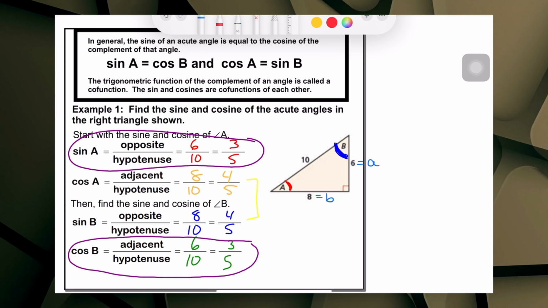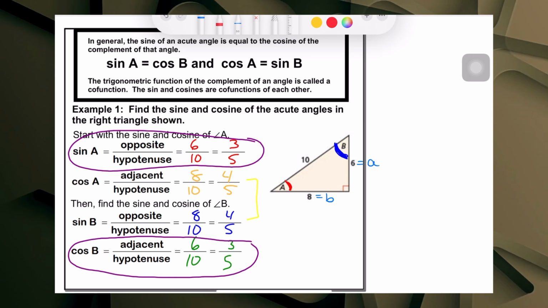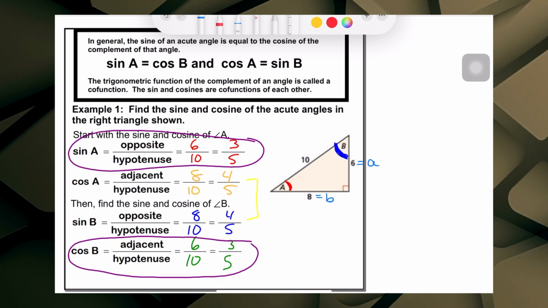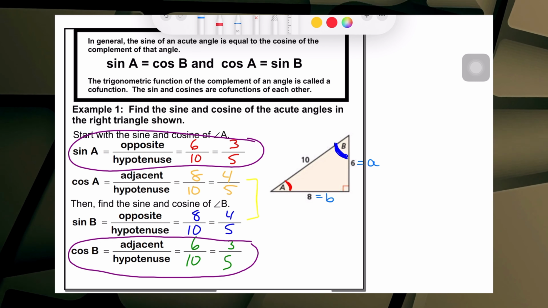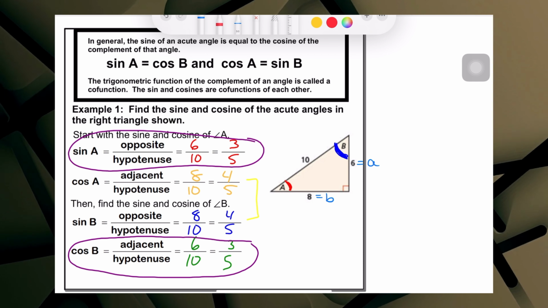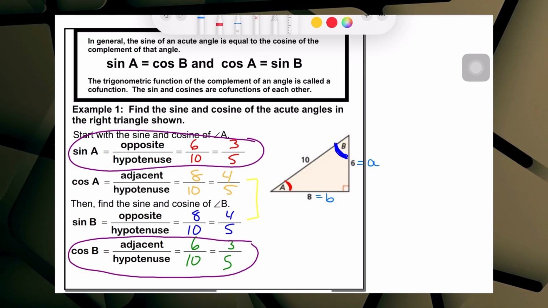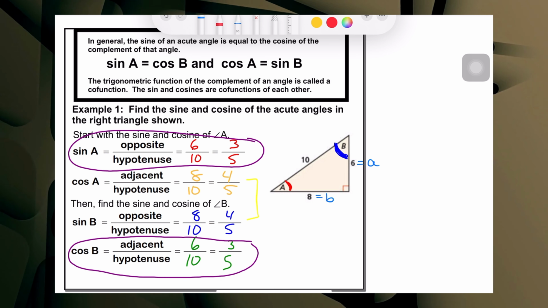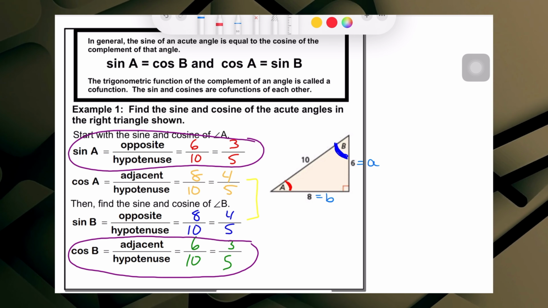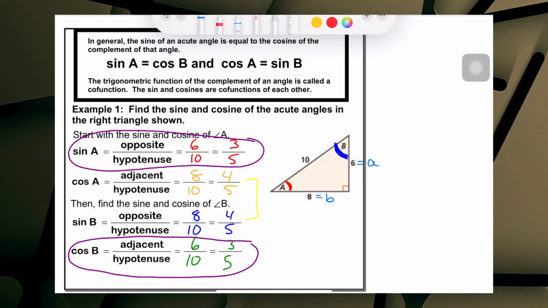By definition, sine is the ratio between the opposite side of the reference angle and the hypotenuse. So in this case, it's going to be 6/10 or 3/5. Cosine of angle A is equal to 8/10 or 4/5 because by definition, cosine is the ratio between the adjacent side to the reference angle and the hypotenuse.